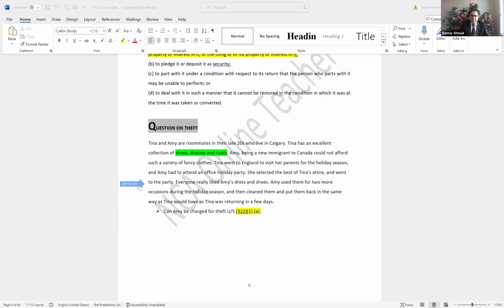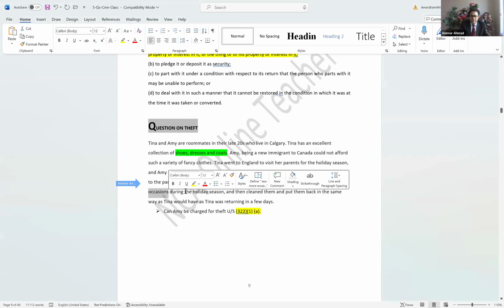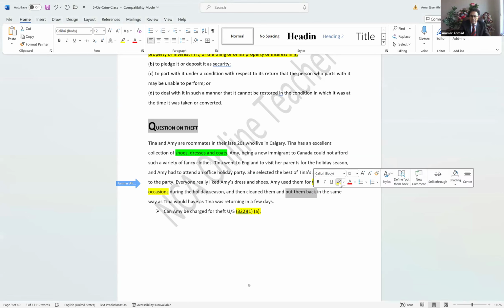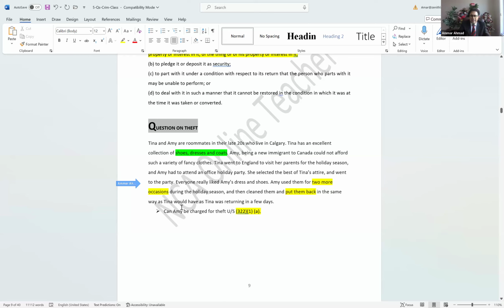Everyone really liked Amy's dress and shoes. Amy used them for 2 occasions. Let's highlight that, for 2 occasions during the holiday season, and then cleaned them and put them back. So Amy used those things and put them back in the same way, as Tina was returning in a few days. Now, what is the summary of this?